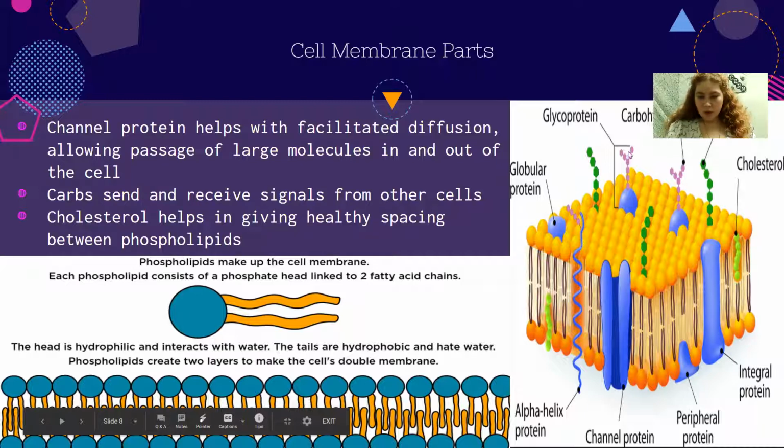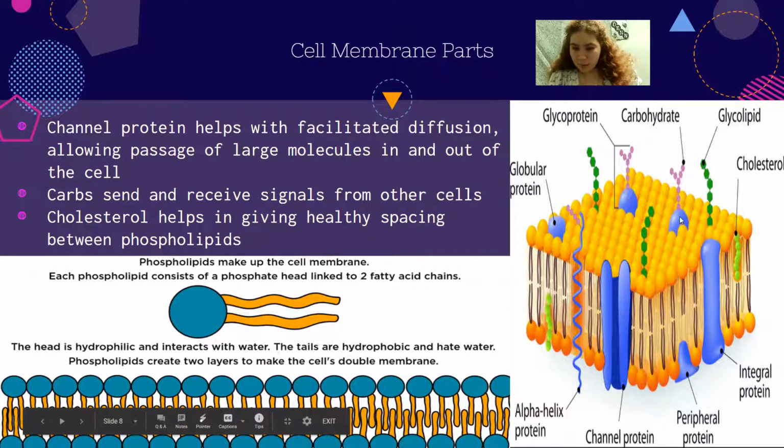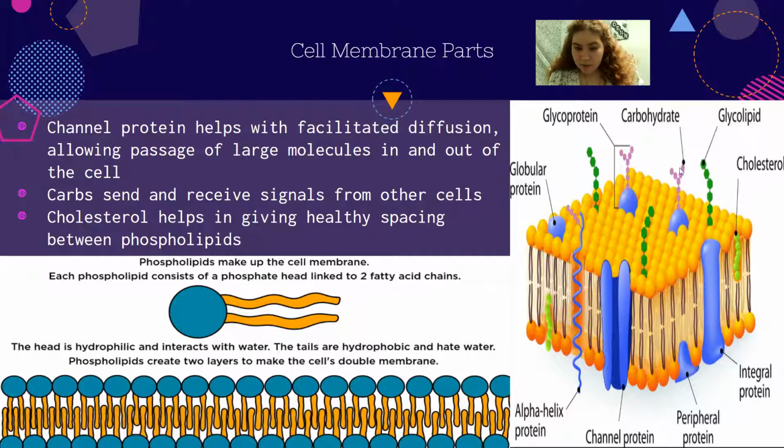Carbs are these pink little guys that branch off of the edges of the cell membrane, and they communicate with other cells. They bump into other cells and they say, oh, hey, you're a cell, what's up? And they move on.